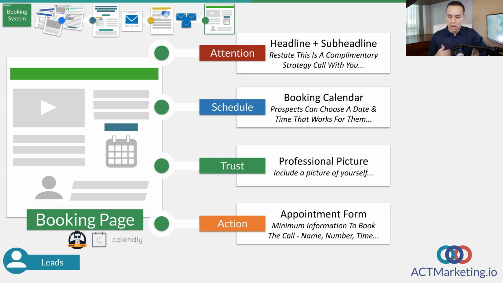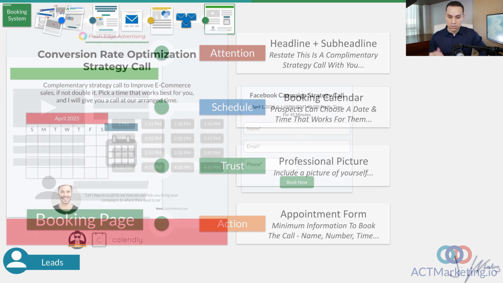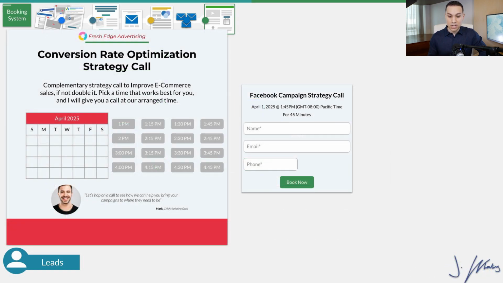And then, of course, finally, we want the appointment form where we collect the minimum amount of information, that being the name, number, and, of course, the time that they want to book with you. So here's an example of what this page might look like. Of course, depending upon whatever service you're using, it might look a little different.